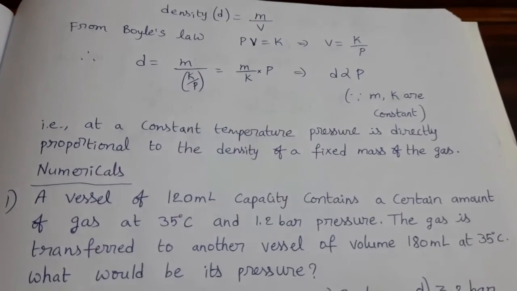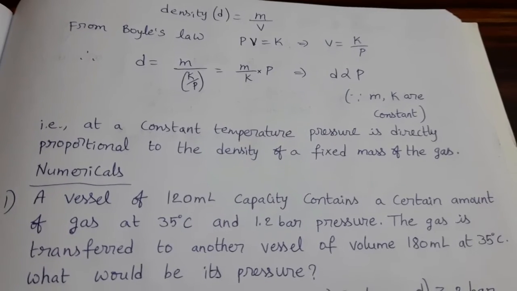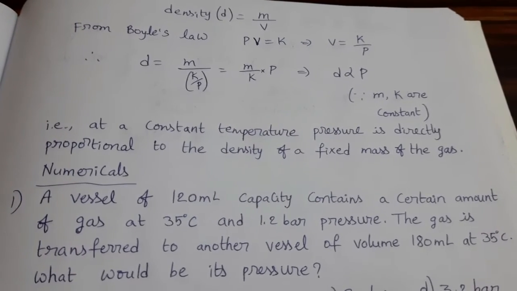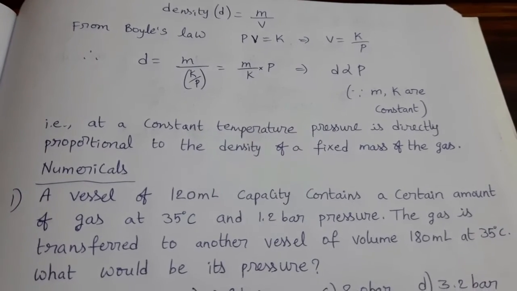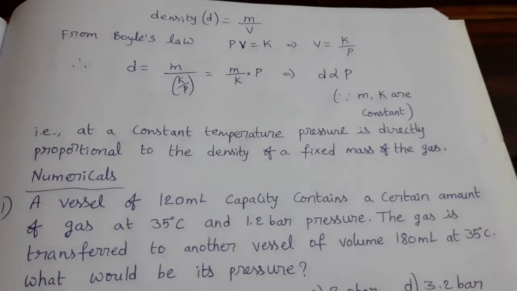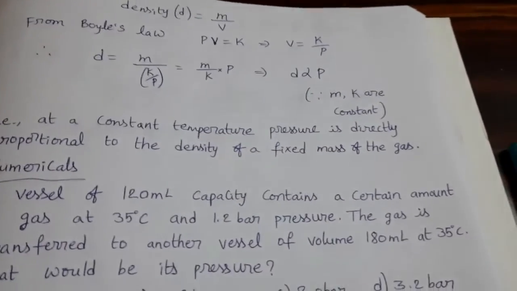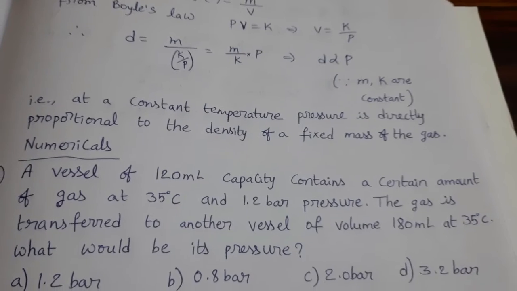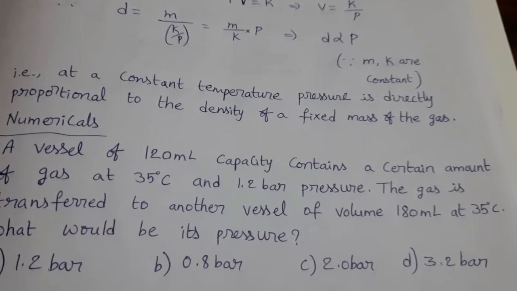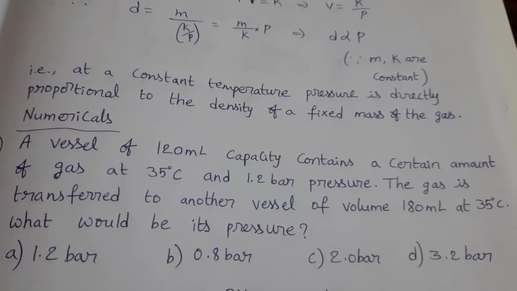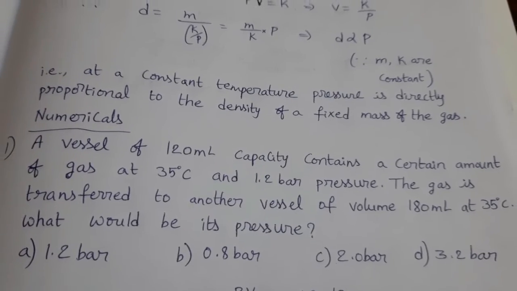A vessel of 120 ml capacity contains a certain amount of gas at 35 degrees Celsius and 1.2 bar pressure. The gas is transferred to another vessel of volume 180 ml at 35 degrees Celsius. What would be its pressure?